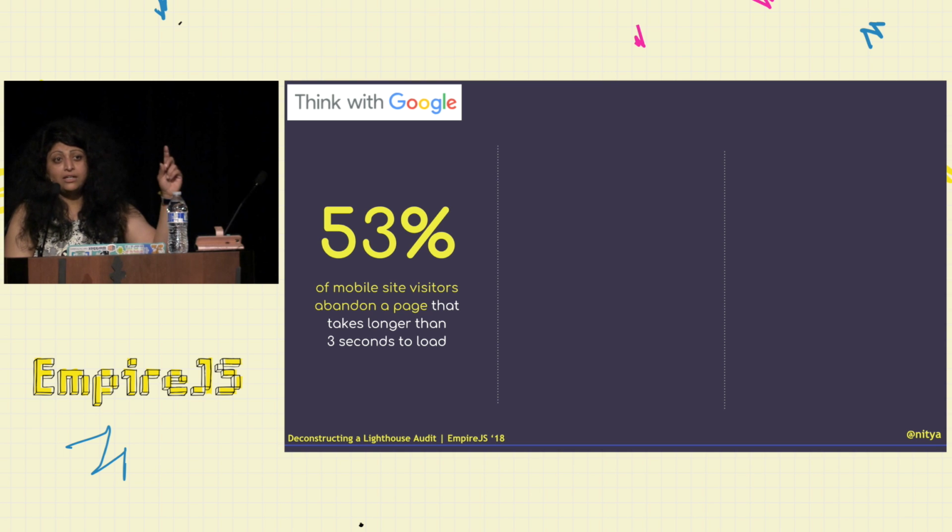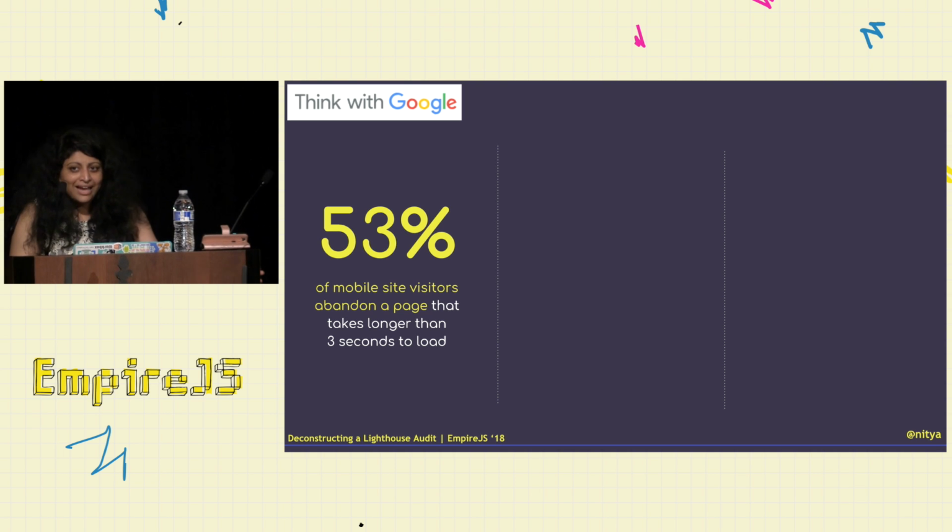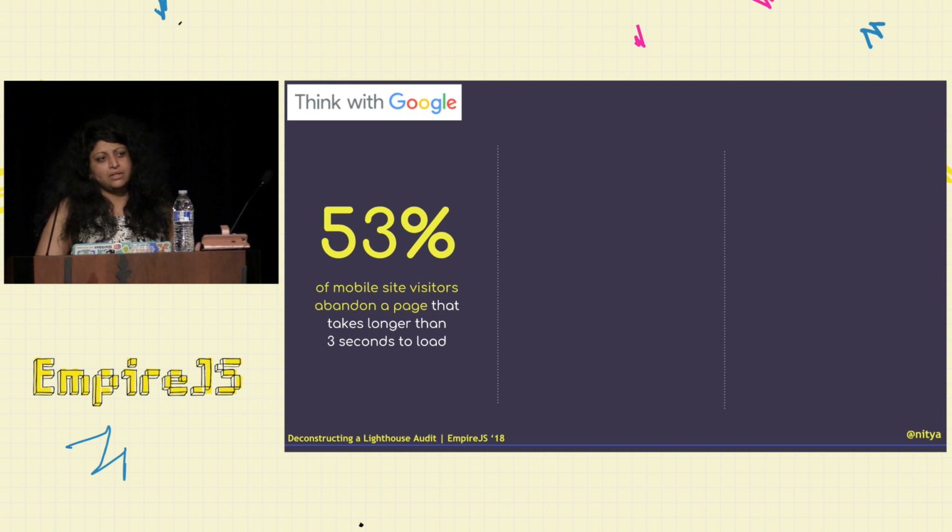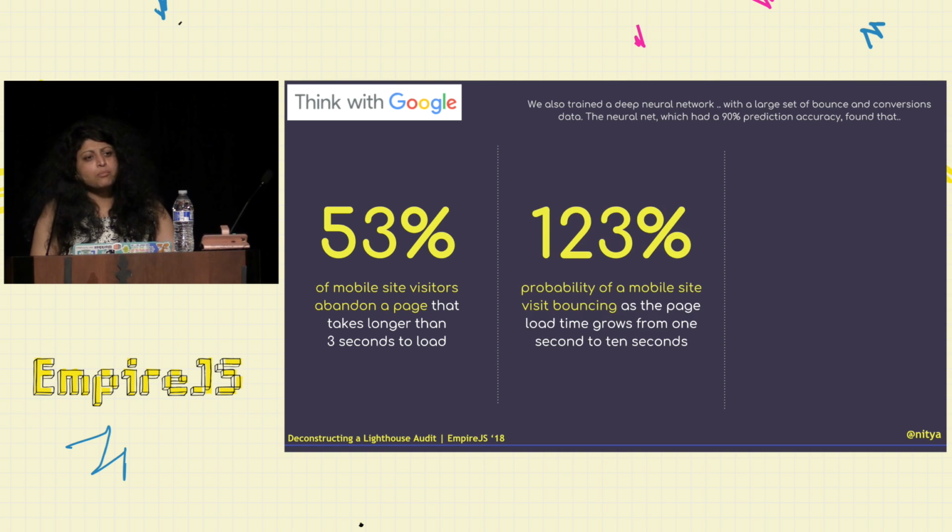So it's like 1, 2, 3, boom. 1 in every 2 people's gone if you haven't got your page up and running and interactive, right? And that's a tough thing to beat. But the additional thing that was interesting is because Google has a ton of data on conversion rates and bounce rates and all of that, they fed all this to a neural network, and they have it predict, right?